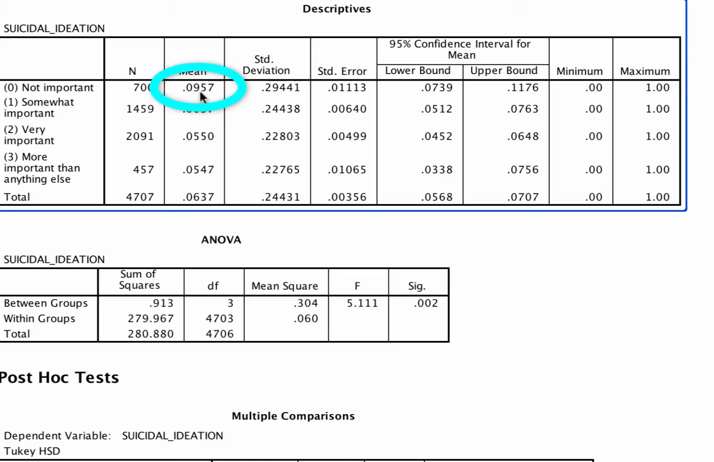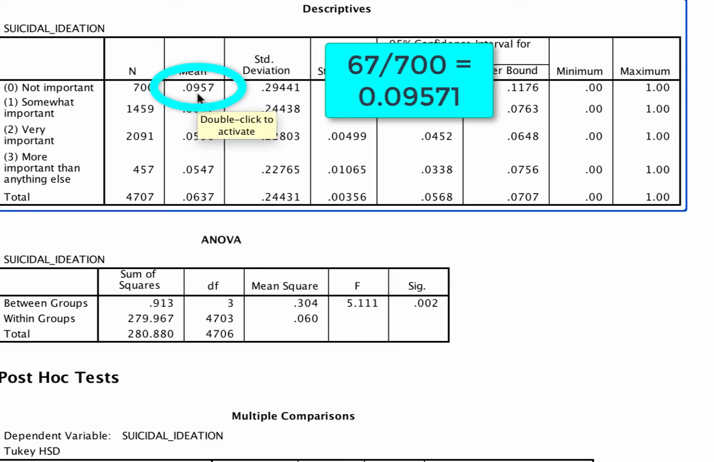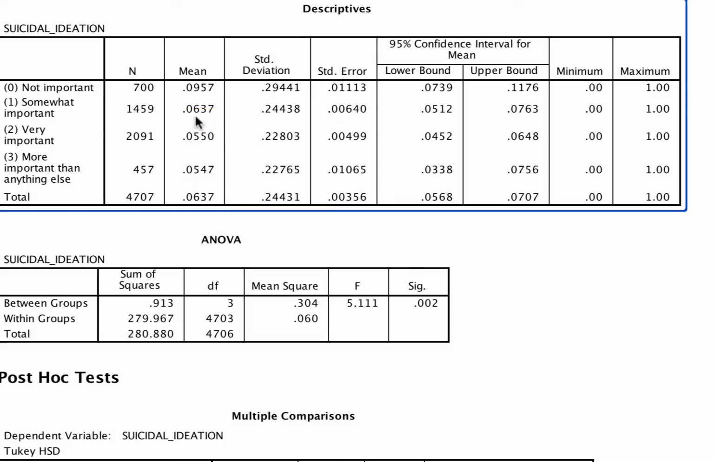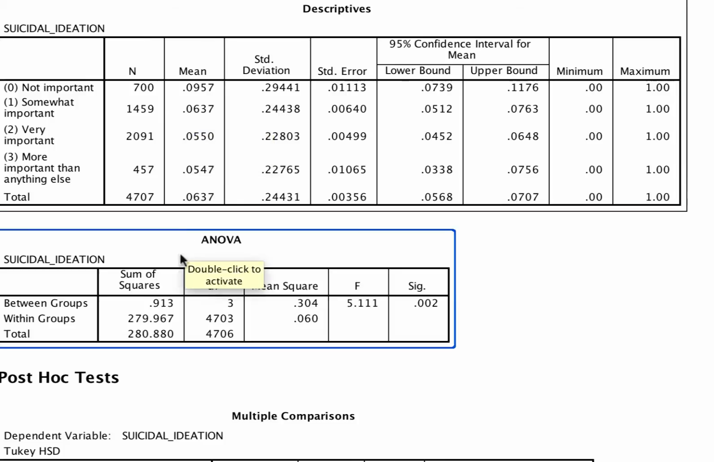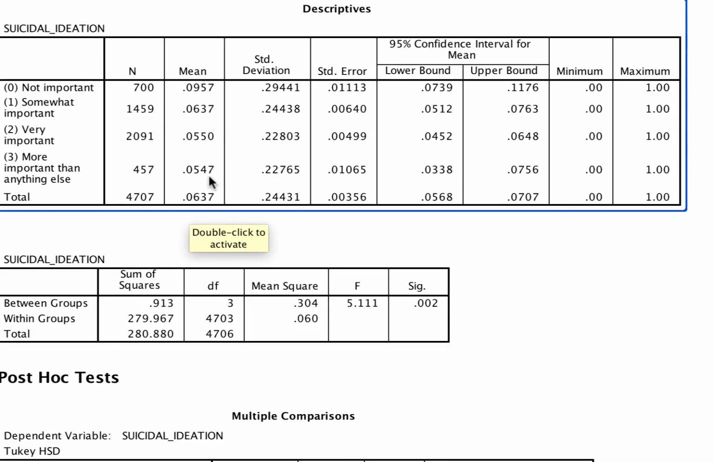What this mean represents is the proportion of those who answered yes to those who answered no on the suicide question. So this says that 9.57% answered yes, it's not important. And the next one is 6.37%, so the percentage is lower, which is what we'd expect. Then it's 5.50%, then 5.47%. And this is just the average amongst all of them. That's not an important value. So we're testing for a difference between these means. Okay, so hope we're on the same page there.